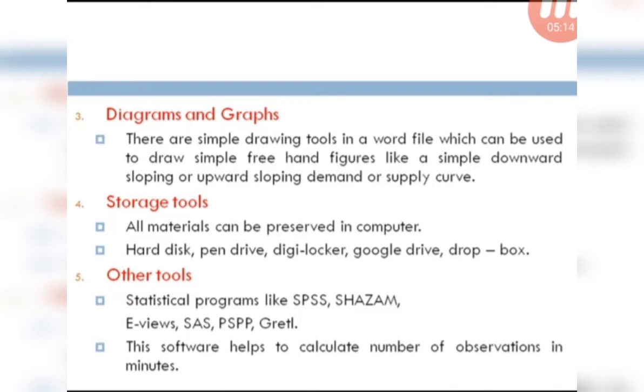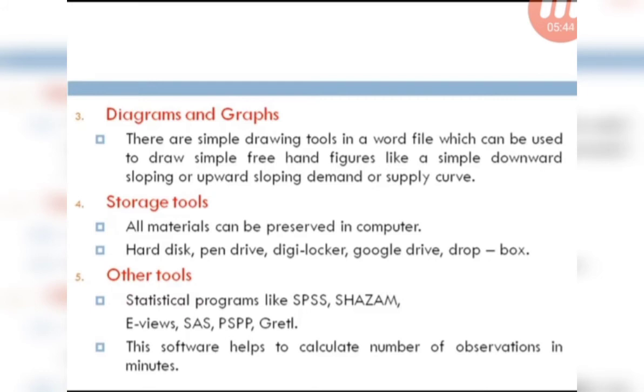Then the fourth point, the storage tools: all material can be preserved in the computer. That is, hard disk is there, pen drive is there, DigiLocker is there, Google Drive, Dropbox. So these are things we can now use on our mobile phones also. Okay, so these are quite safer. We can preserve our data or various information in a computer also.